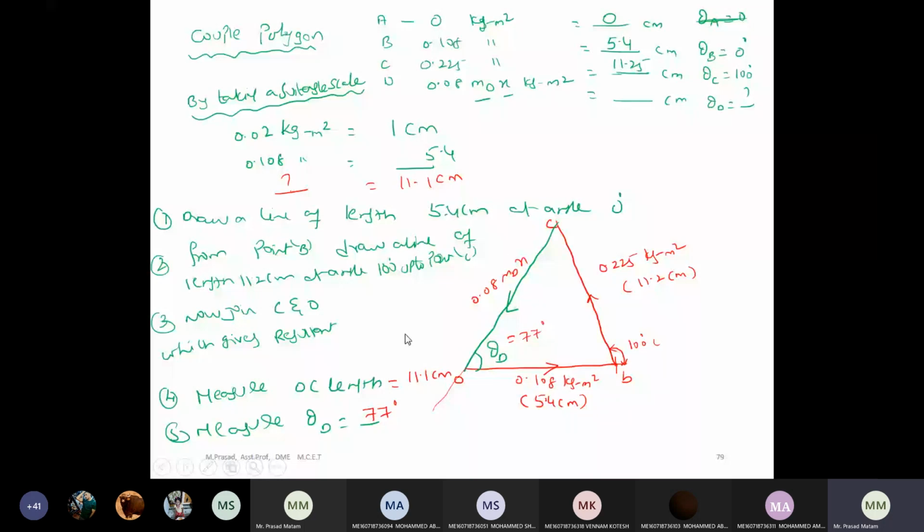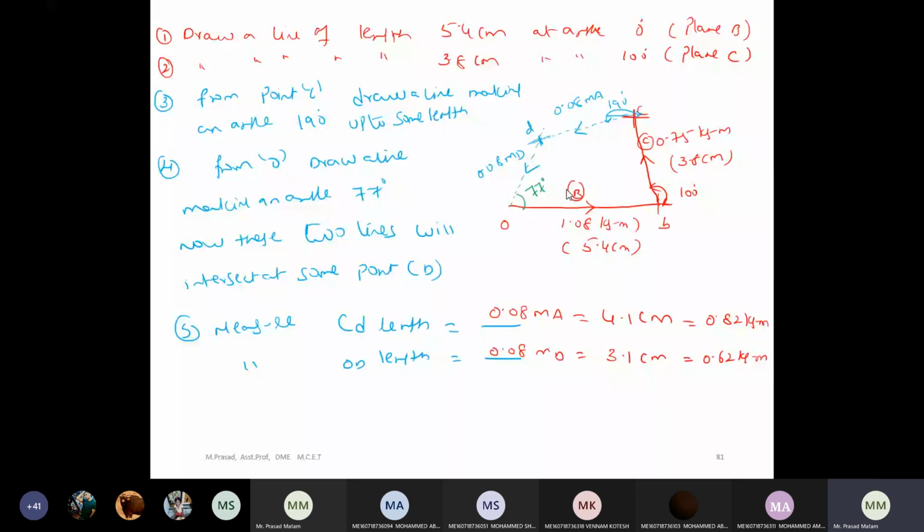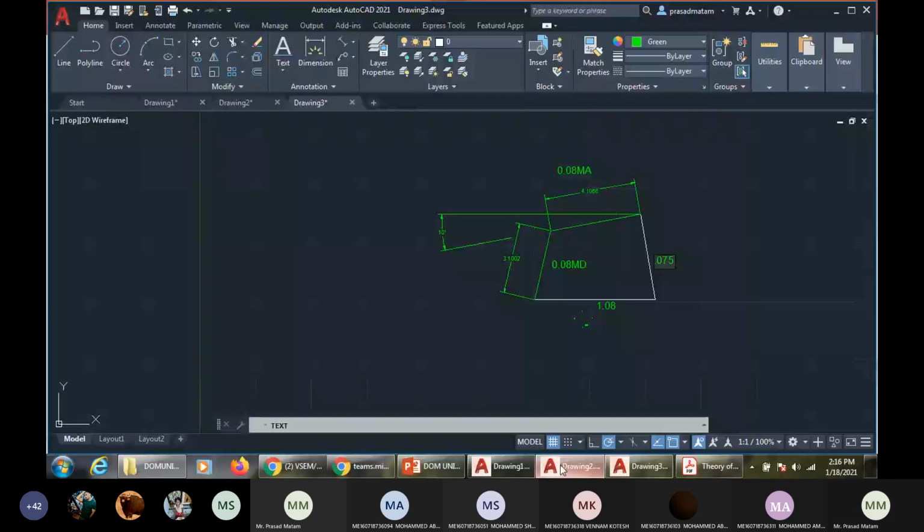Now when I go for the force polygon, I have drawn a line of 5.4 centimeters at 0 degrees. Similarly, 3.8 centimeters at 100 degrees. Now from D, I know for plane D, it is making an angle of 77 degrees. I just draw this line. Similarly, from this point, this total is 180, and this difference is 10 degrees. I have drawn a line. These two intersect at one point. Now I am measuring CD and OD. This measurement I have shown in the AutoCAD diagram. You got it? Now you ask me your doubt.